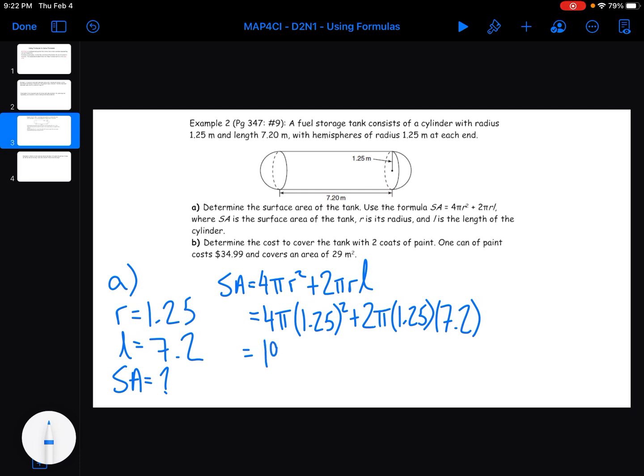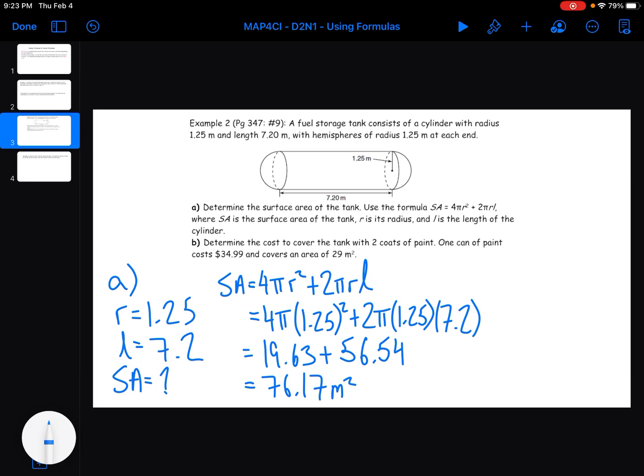So we've got 19.63 plus, and then I'm going to just do 2 times pi times 1.25 times 7.2, and I'm going to get 56.54. And then I would just add those two together. So 56.54 plus 19.63, and I would get 76.17. And this is going to be meters squared because it's an area unit.